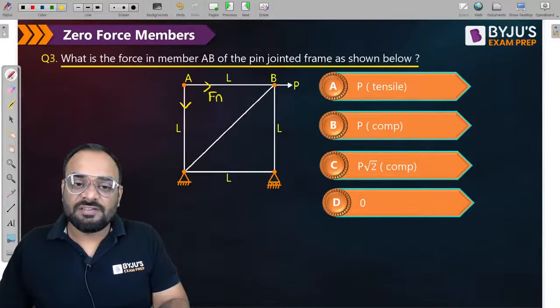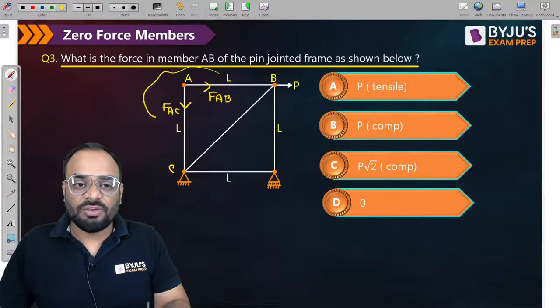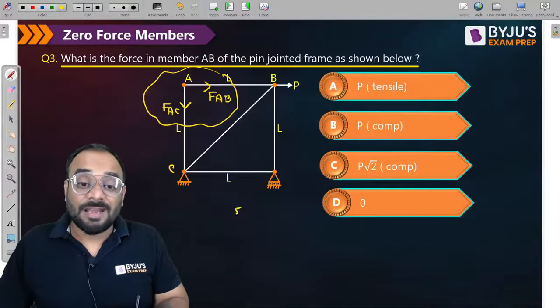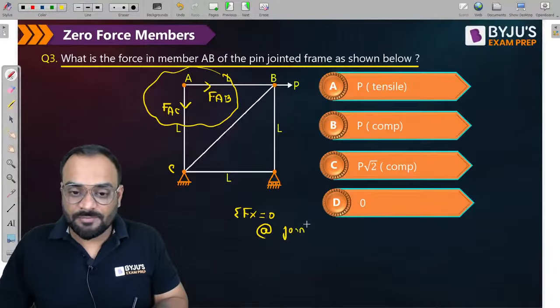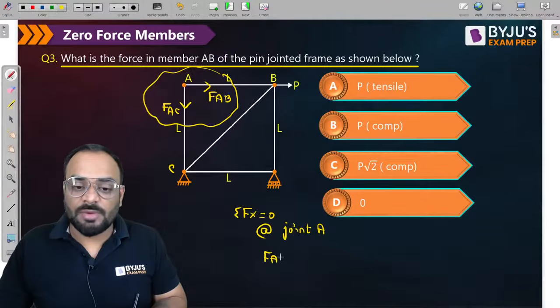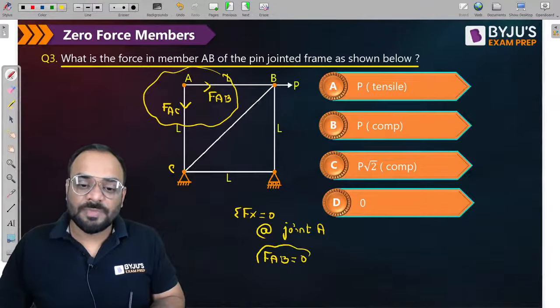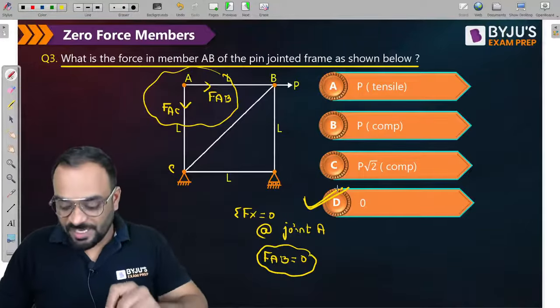So this is our FAB and this is some force, let us consider FAC. We will find out the force in member AB by writing summation Fx is equal to 0 at joint A. So ultimately FAB will become 0, right? And that's why our answer is D. D is the correct answer.